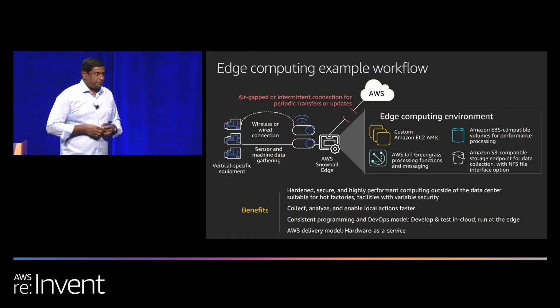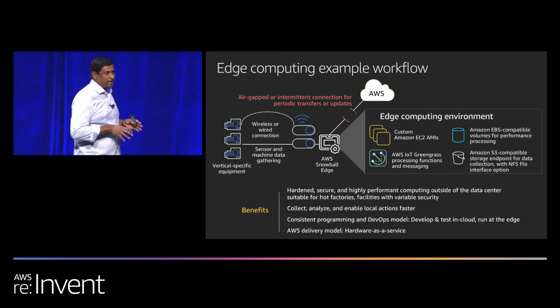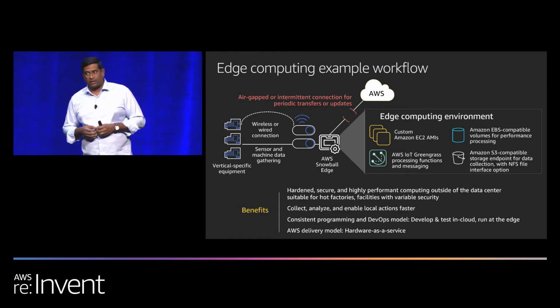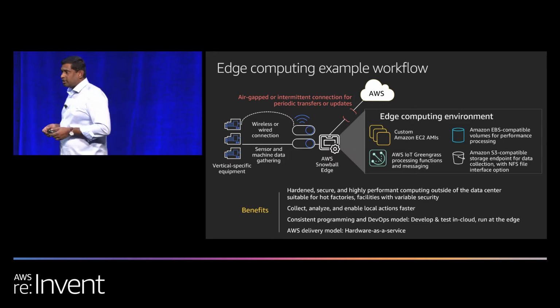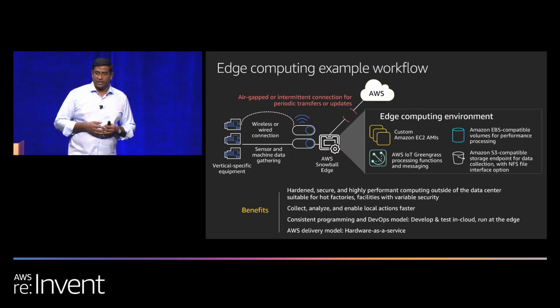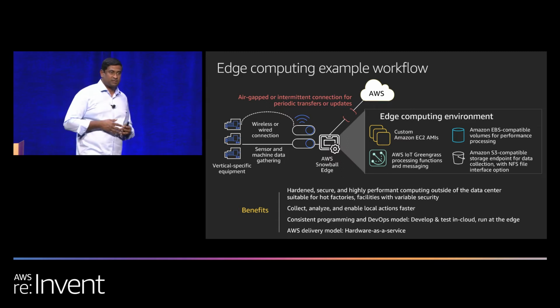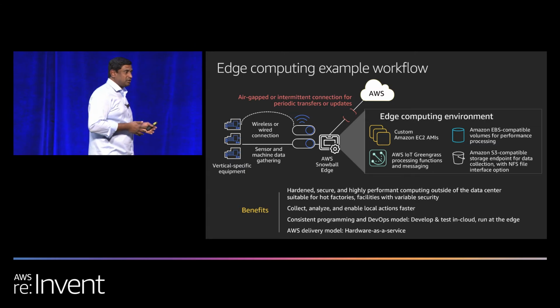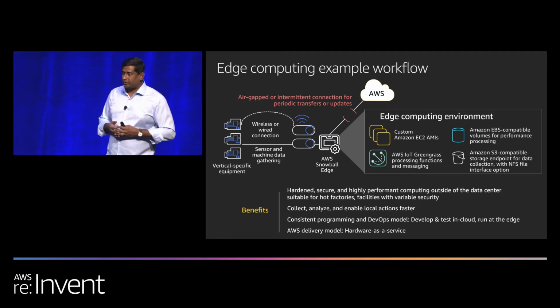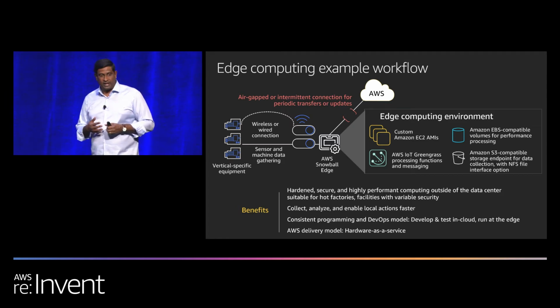So let's dig a little deeper into understanding what is the workflow behind using a Snowball Edge device for an edge computing application. If you look at a factory floor IoT or a healthcare IoT, in these scenarios you have specialized industrial equipment and medical equipment that are generating machine data. This machine data needs to be collected, processed, analyzed at the edge. You may take some decisions based on that analysis at the edge, and then you want to store the data at the edge. When you're ready to ship the data to AWS, you can do so.